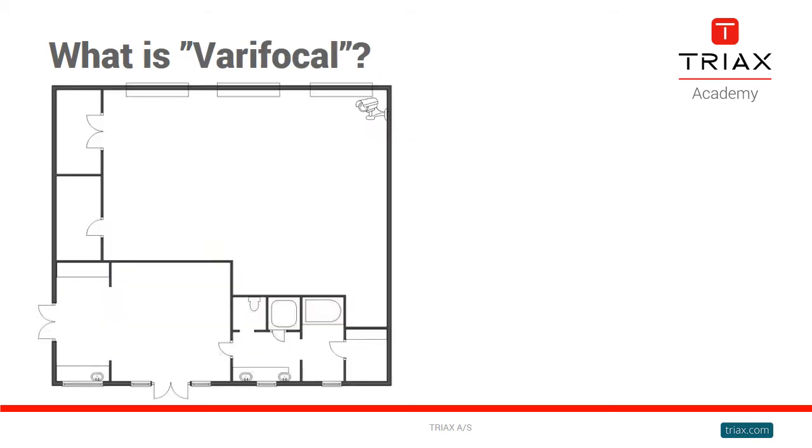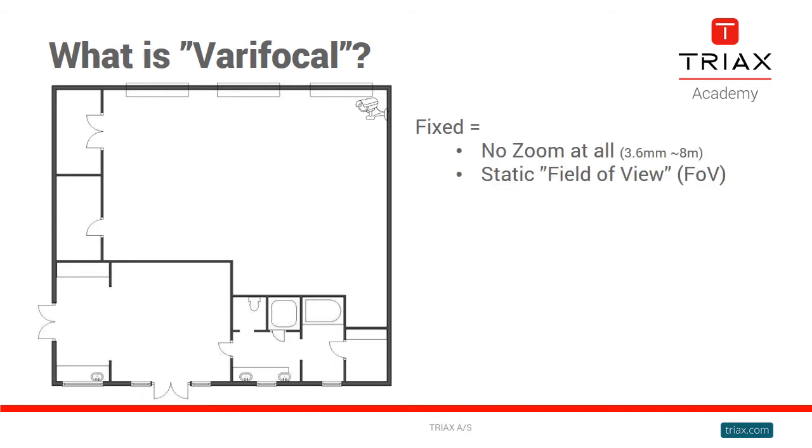Next term is varifocal. Let's start with the opposite, fixed lens camera. A fixed lens camera gives you no possibility to zoom in or focus on an object. The fixed lens has a static field of view, called FOV.